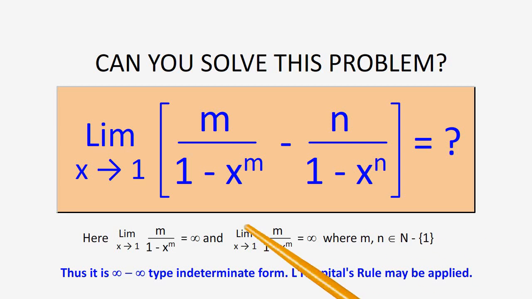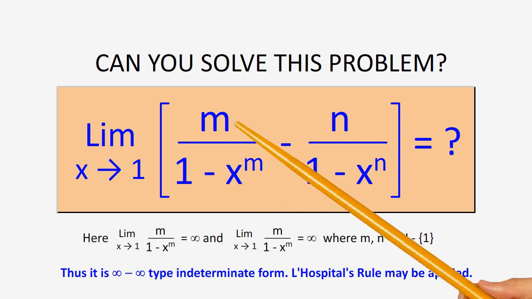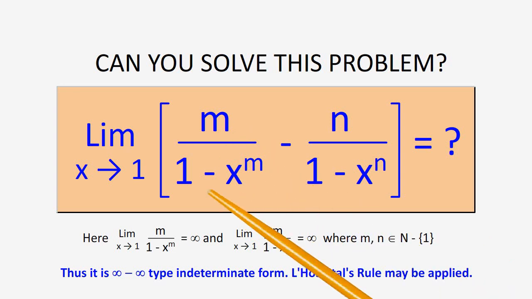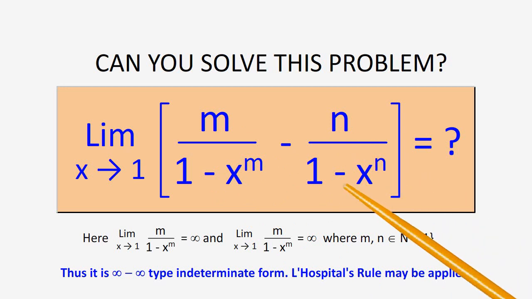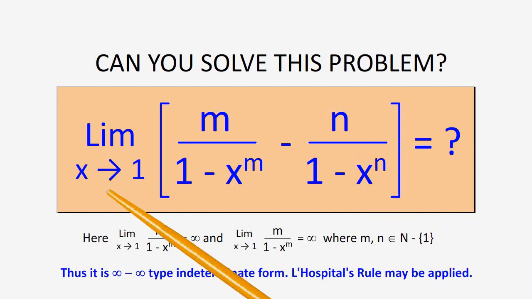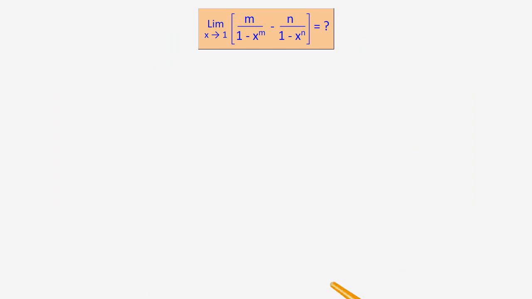There is a typical problem on limit. We have to determine this limit: m by 1 minus x to the power of m, minus n by 1 minus x to the power of n, while x approaches 1. If we examine the limit carefully, it is infinity minus infinity type indeterminate form. So we may apply L'Hopital's rule. But before applying the rule, we would just simplify it to 0 by 0 type indeterminate form.